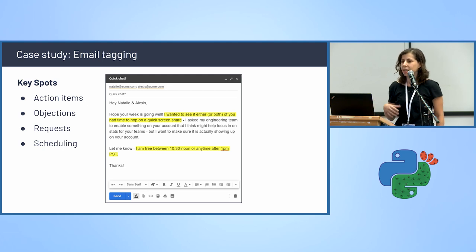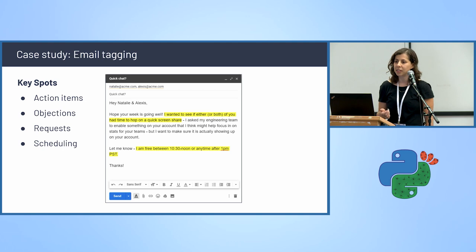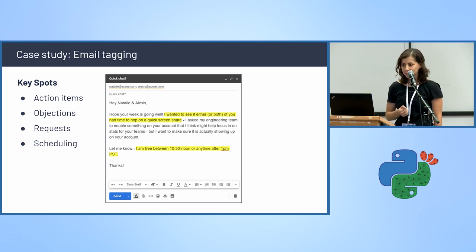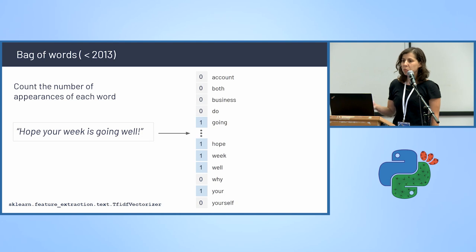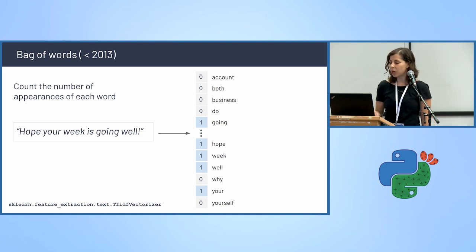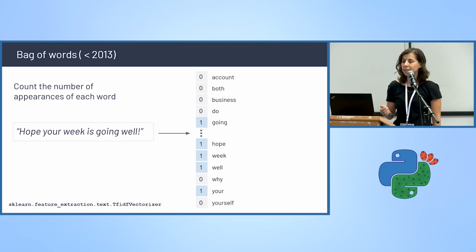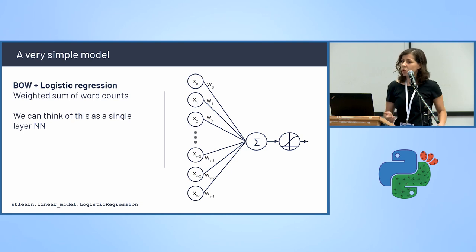I'm going to use this as a case study to talk about text classification in general and give a short recap of all the advances in NLP in recent years. The first approach, what one would do before 2013, would be to use a bag of words approach. You have a sentence, you count how many times each word appears. For example, "hope your week is going well." We have one in each index that corresponds to the words in the sentence, and zero everywhere else. So each sentence is represented with a very, very long vector, the size of our vocabulary.